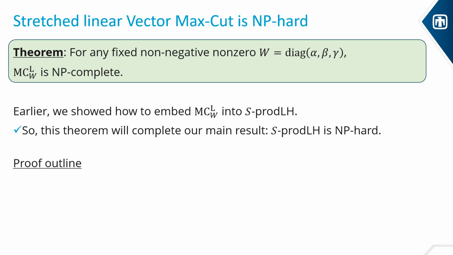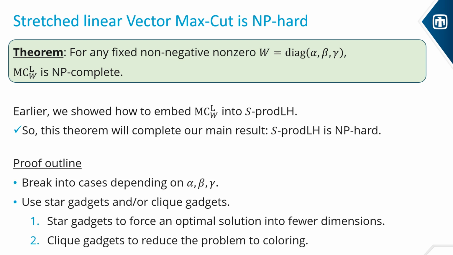So how do we prove this result about vector max cut? We break into cases depending on the relationship between the weights, and we either use star gadgets or clique gadgets, which I'll briefly go into.